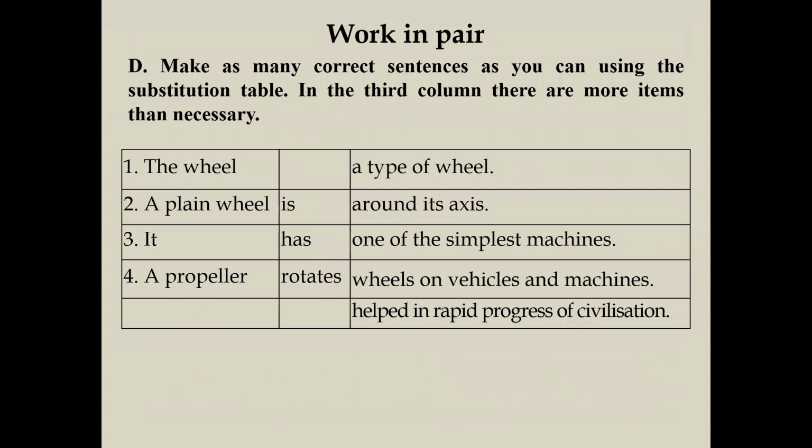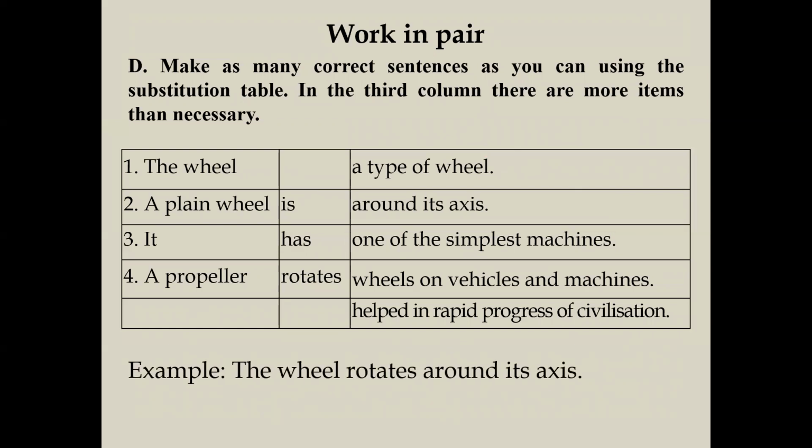Then it is a type of matching or substitution table. You have to make correct sentence. You have to make 5 sentences from these using these 3 columns. One sentence is made for you. From part 1, you will take the wheel. From part B, rotates around its axis. We know the wheel rotates, moves, revolves around its axis. In this way, make other sentences.